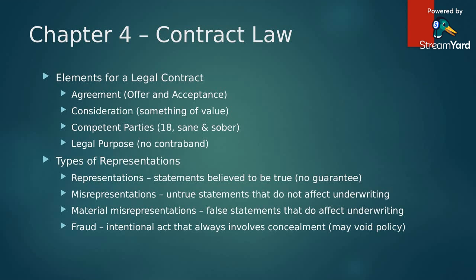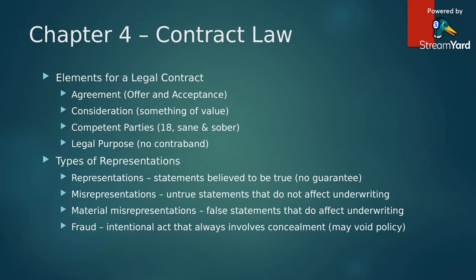Now, statements on applications are typically called representations. And so there are different types of representations. A representation is a statement that is believed to be true. However, there is no guarantee that it is true. A misrepresentation is any untrue statement that was given to the insurance company, but it would not affect any of the underwriting process. Now, if it is something that would affect the underwriting process, it is going to be called a material misrepresentation. This is any kind of false statement that would affect the underwriting.